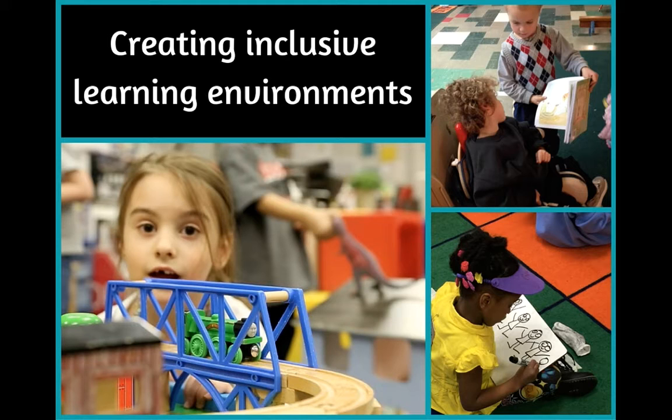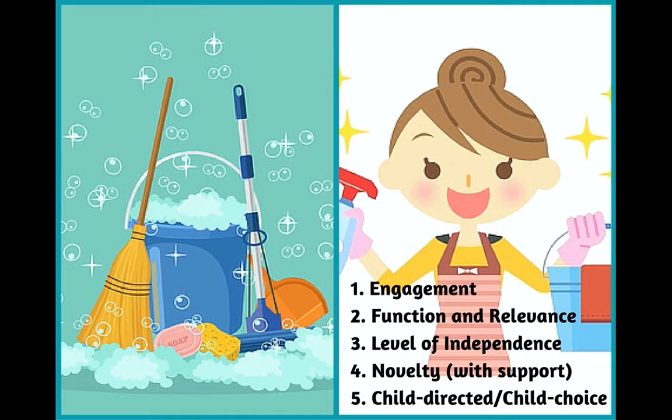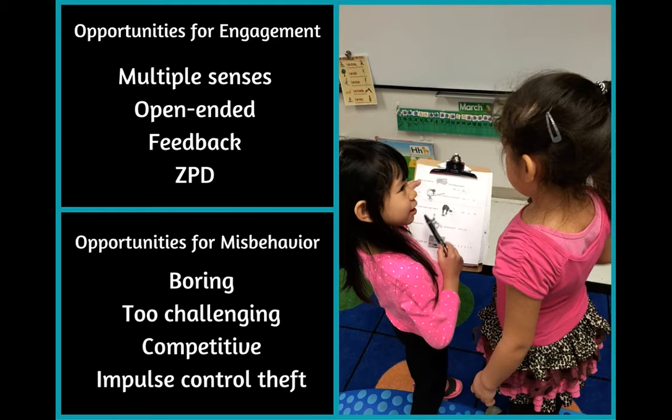So we're going to explore several different ways, 5 in particular, that we can really increase inclusive learning environments where we can differentiate just based upon the toys and materials that are available for children. So the 5 ways that we can increase inclusive learning environments, the way we can bolster or boost our differentiation, is through engagement, function and relevance, level of independence, novelty, and the degree to which the toys and materials allow children to be self-directed and have choice. So let's unpack each one.